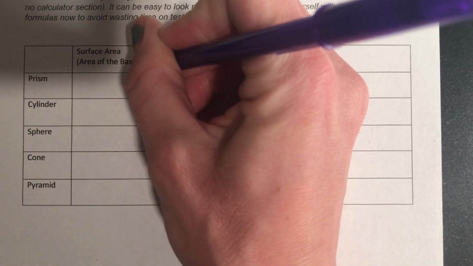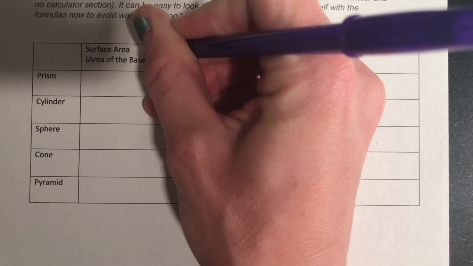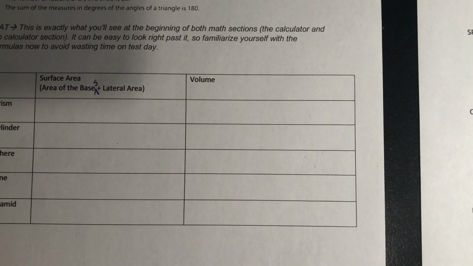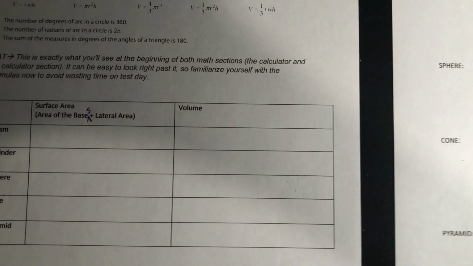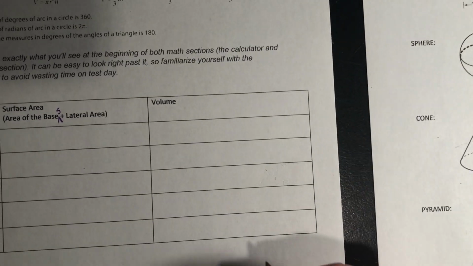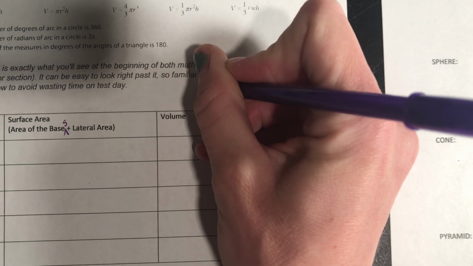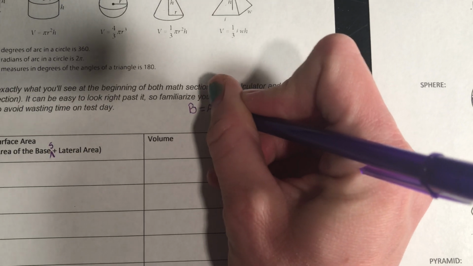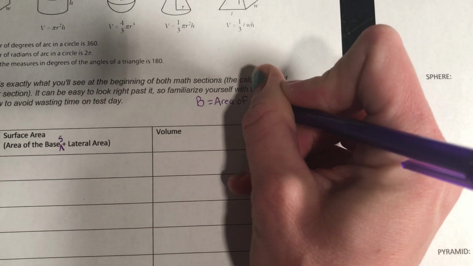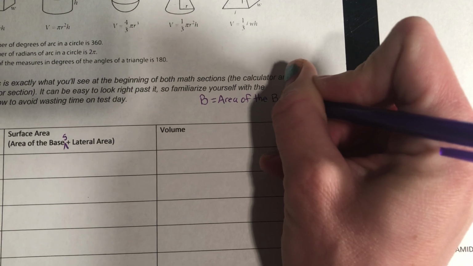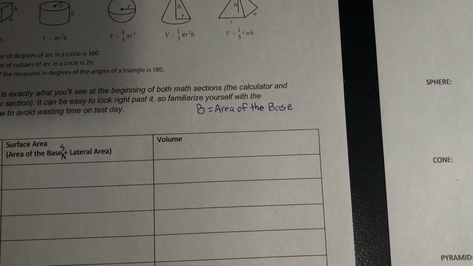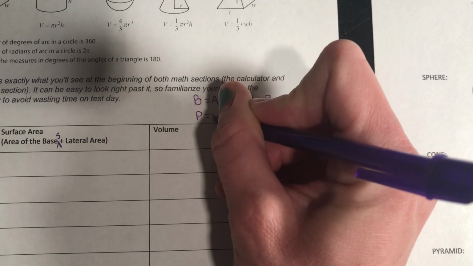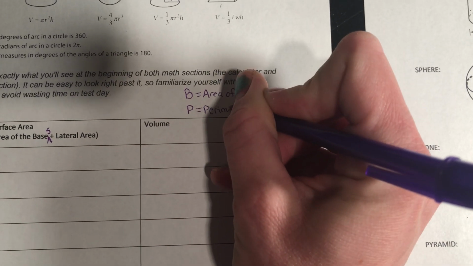Your sheet actually will have another S here. When I printed out my sheet, I forgot about that. So a couple of the things that we're going to be looking at with the formulas, because a lot of this is going to be plug and chug, are going to be what the letters and variables stand for. A big B, this is going to stand for area of the base. So whatever shape the base is, the big B stands for area of the base. The big P stands for perimeter of the base.